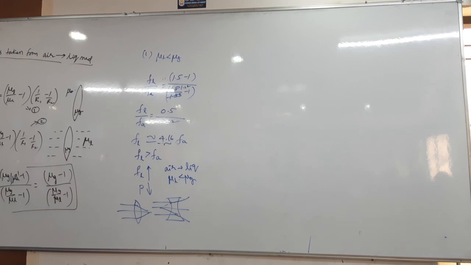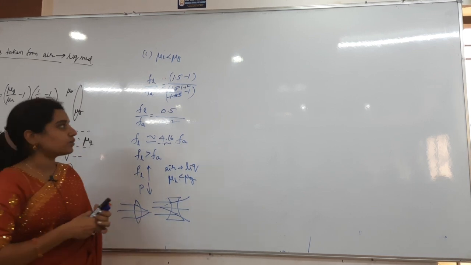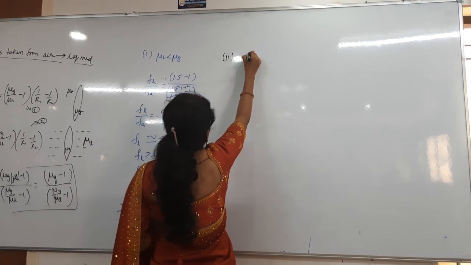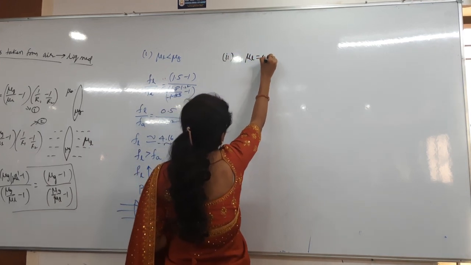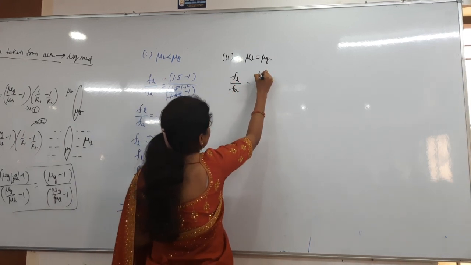Okay, now what is happening here? FL is increasing. Whenever you are taking the lens from the air to the water, at that time the focal length will increase. As the focal length increases, the power will decrease. As the power decreases, the nature will be the same nature only. Again, whenever you come to the next case, the second case I said, mu L is exactly equal to mu G. Then what is the FL by FA formula?